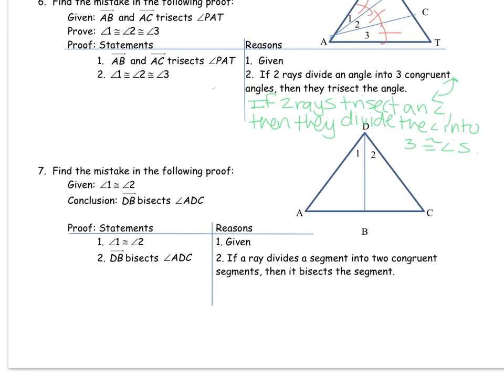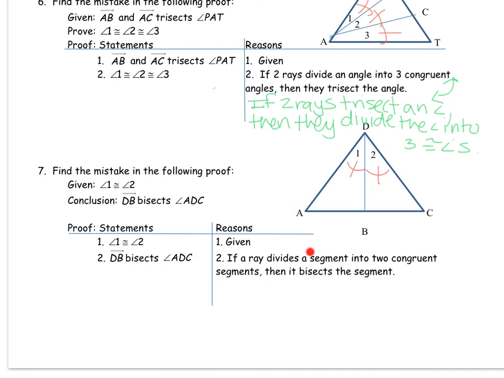Okay, we've got one more where we have to find the mistake. This one starts with given angle 1 is congruent to angle 2, and we're trying to prove that ray DB bisects angle ADC. So we start with the given, angle 1 is congruent to angle 2. Then they're saying what they're trying to prove. Ray DB bisects angle ADC. So far so good. Take a look at their reason. If a ray divides a segment into 2 congruent segments, then it bisects the segment. Well, if we just look at the ending, then it bisects the segment, that would be true. Then it bisects.